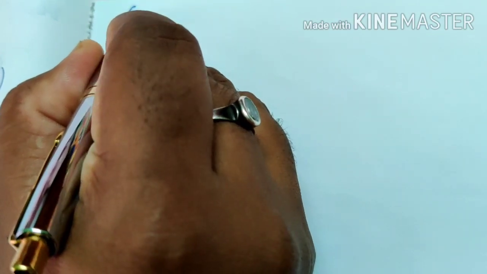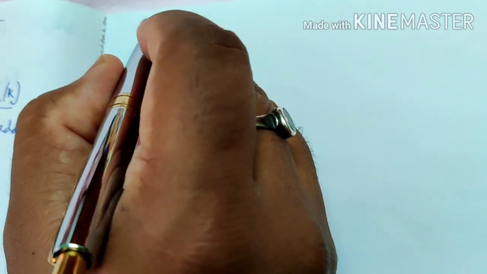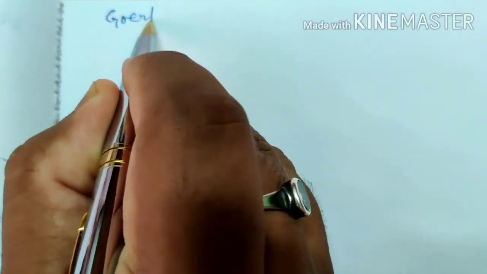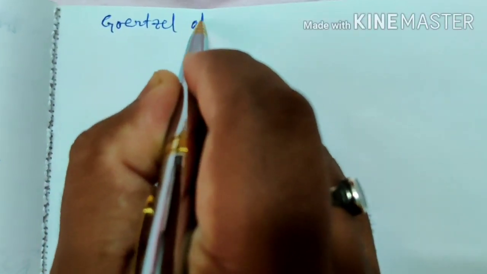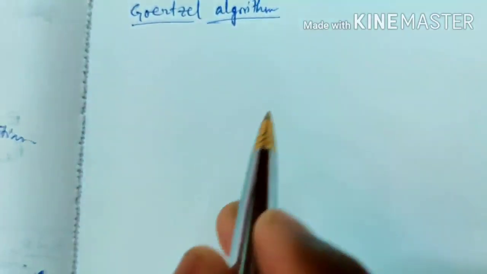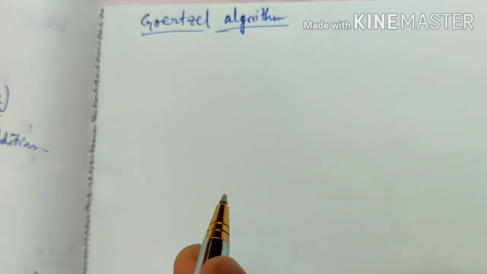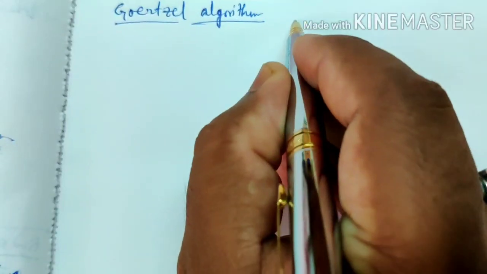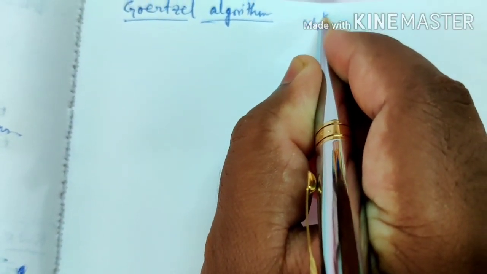So in linear filtering, there are two algorithms. One is the Goertzel algorithm, another is the chirp Z transform. So what is the Goertzel algorithm? The Goertzel algorithm exploits the periodicity of the phase factor, that is omega n to the power nk, and allows us to express the computation of the DFT as a linear filtering operation.